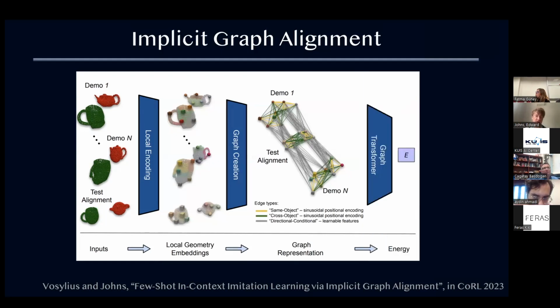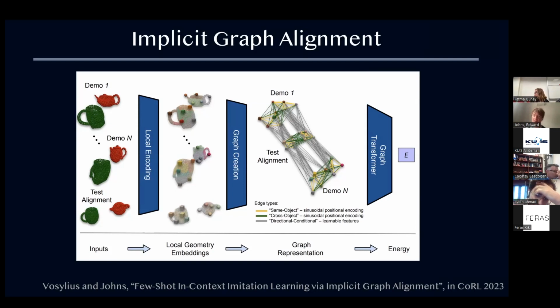And then what we're going to do is from this graph, we're going to predict an energy. And then during deployment, we're going to minimize this energy. And the minimum energy will then be the optimal test alignment. So we're going to change the test alignment. We're going to keep the demonstration alignment fixed because we've already given those 3 or 4 demonstrations. And the thing that we're going to change and optimize for is that test alignment by minimizing the energy. And then when we have a minimum energy, hopefully that will be a very good test alignment.